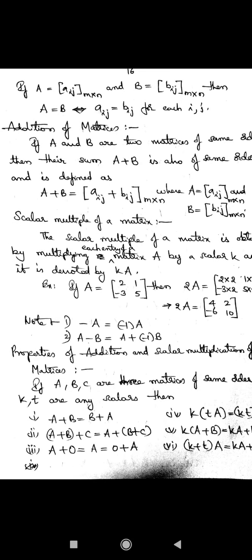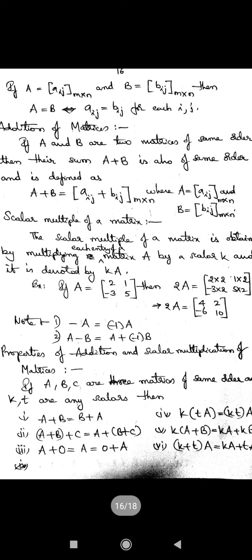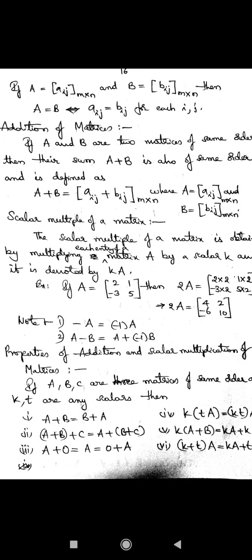If A and B are two matrices of the same order, then their sum A plus B is also of the same order and is defined as A plus B is equal to [Aij plus Bij] of m by n order, where A is equal to [Aij] of m by n order and B is equal to [Bij] of m by n order. And now scalar multiple of a matrix. The scalar multiple of a matrix is obtained by multiplying each entry of a matrix A by a scalar k, and it is denoted by kA.